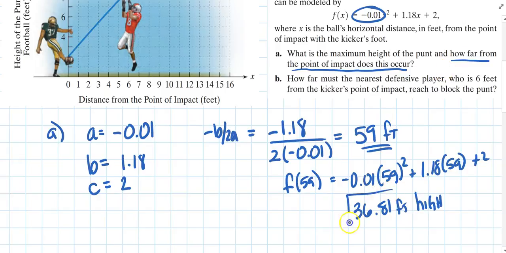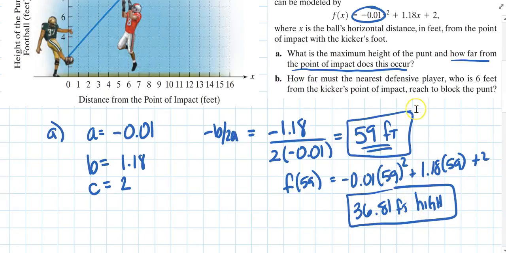So the maximum height that the kicker kicks this ball is 36.81 feet high, and it occurs 59 feet away when the kicker kicks the ball.